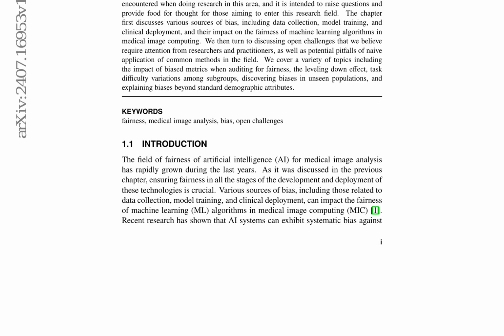Key topics include biased metrics, the leveling down effect, task difficulty variations, discovering biases in unseen populations, and explaining biases beyond standard demographic attributes. This chapter serves as an introduction to the challenges and complexities involved in achieving fairness in AI for medical imaging applications.